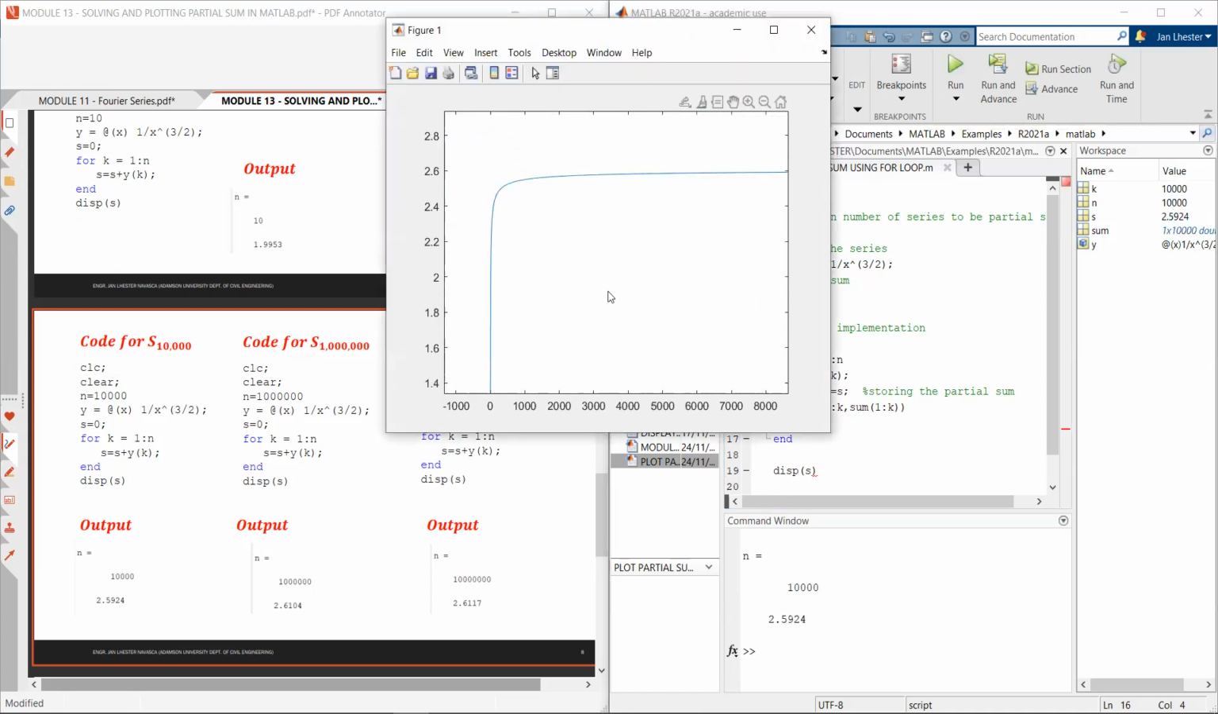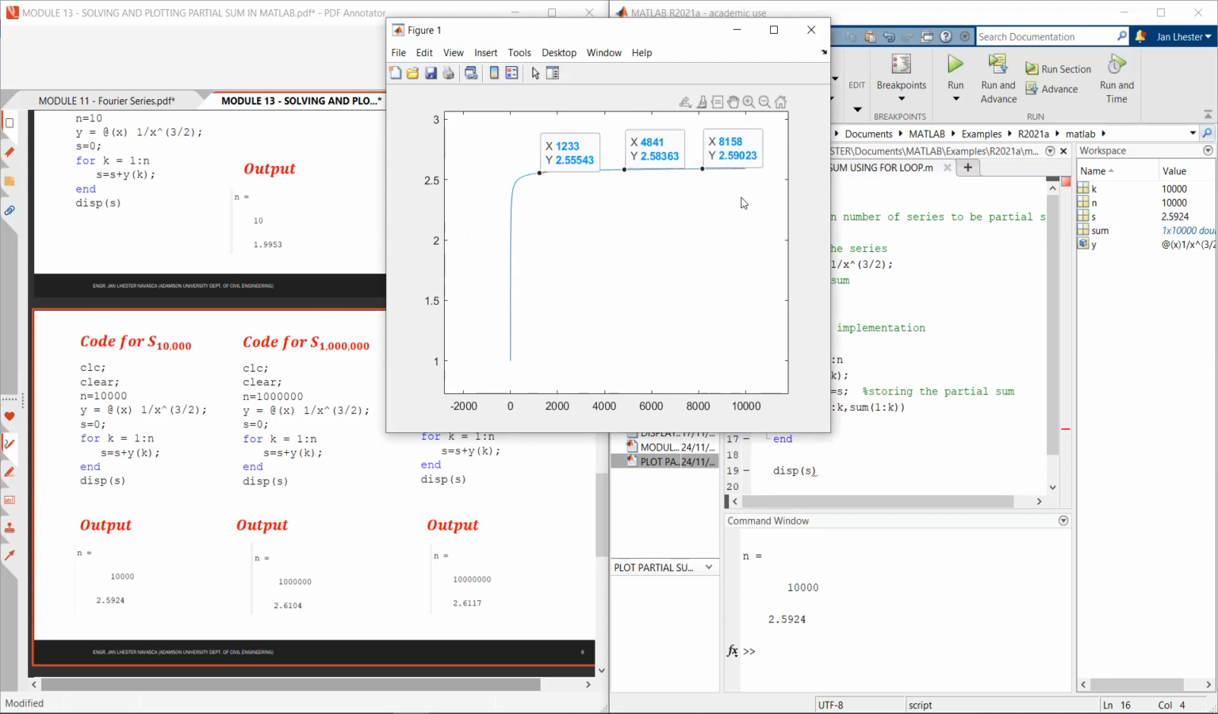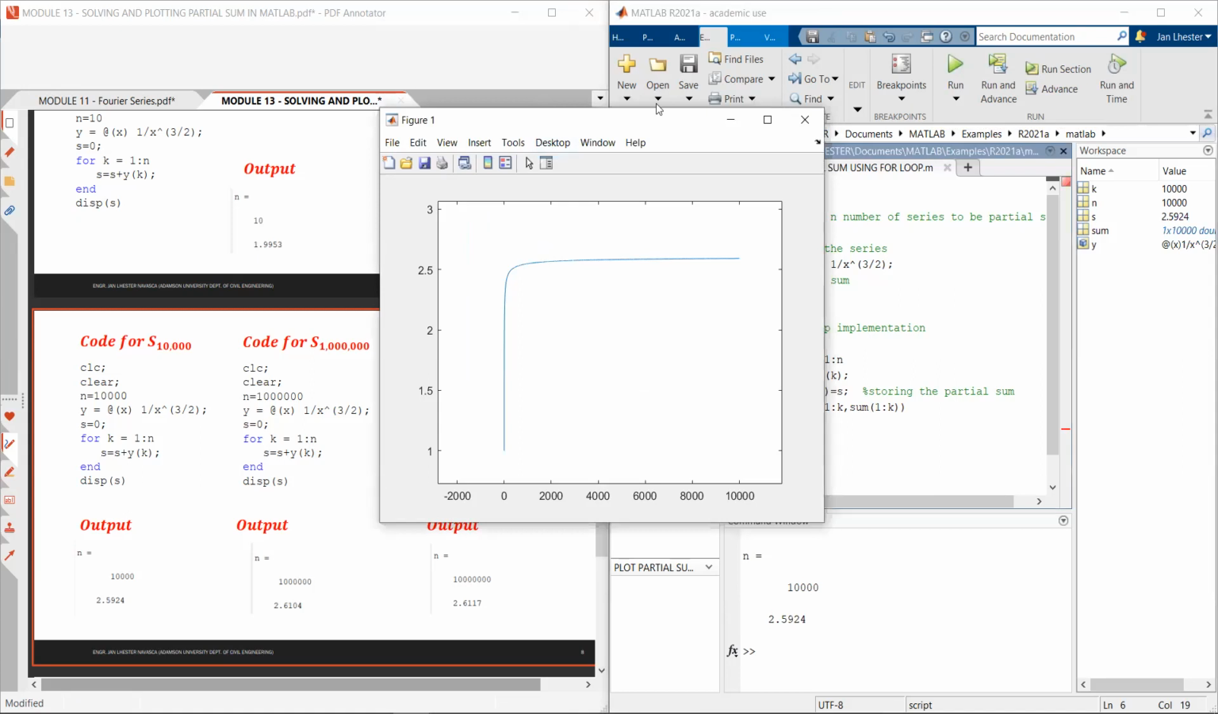Yan. So mapapansin nyo class, nakikita nyo ba yung plot? Class, hello? Ayan o. Kung makikita nyo yung plot, papunta siya sa horizontal line. So therefore, we can say that 1 over k raised to 3 halves is converging sa value of this one. Nagpo-flatten yung curve. Pag nagpo-flatten yung curve is converging siya sa value.